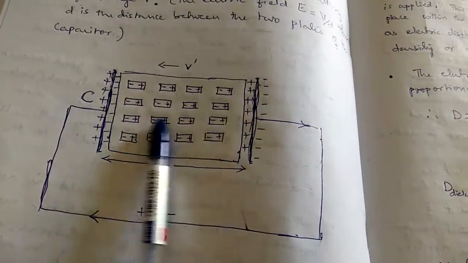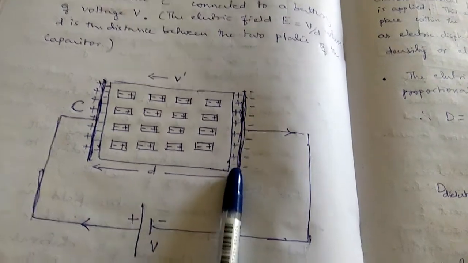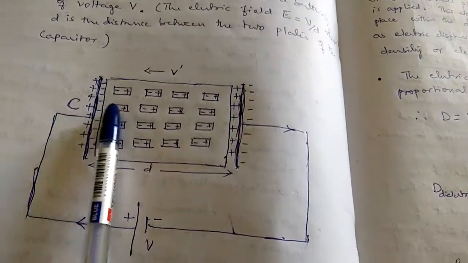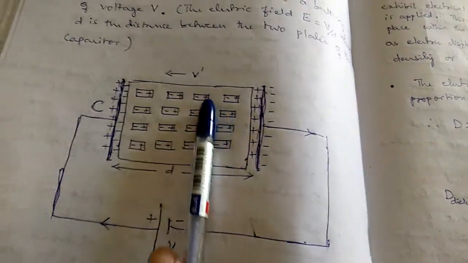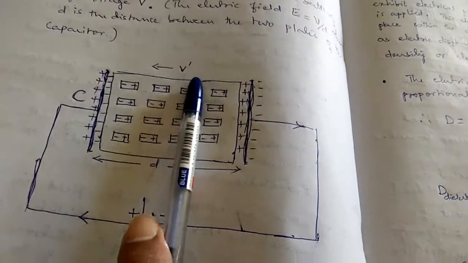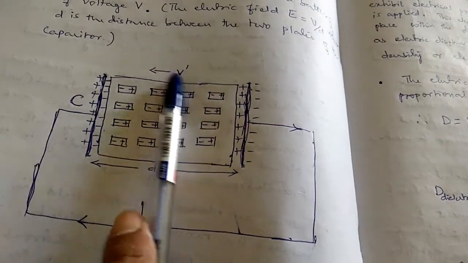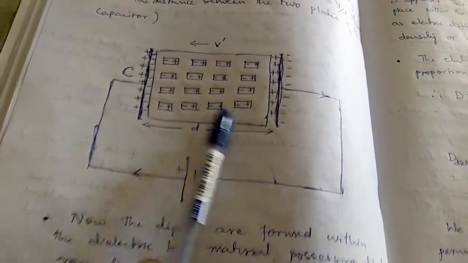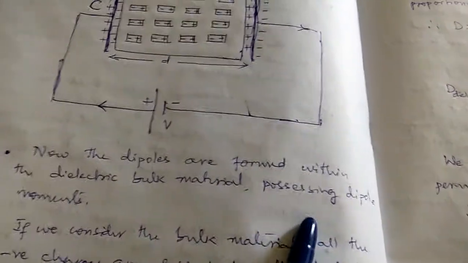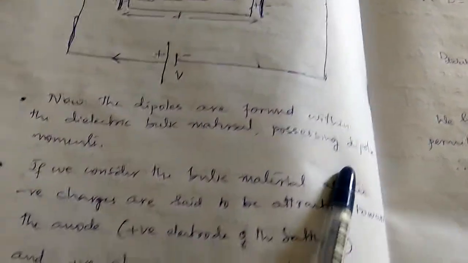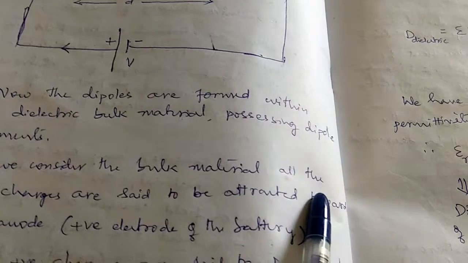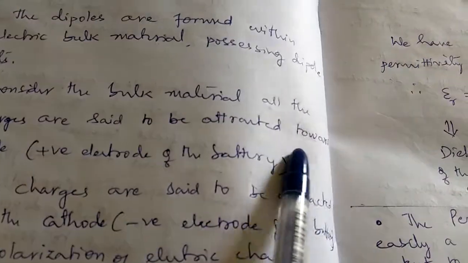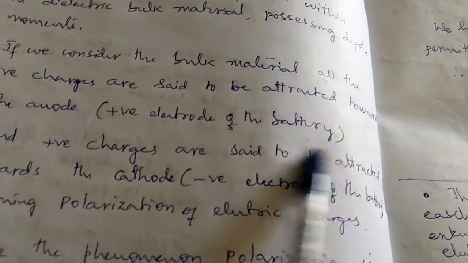So now here you see, this end consists of positive charges of the dielectric material, and this end consists of negative charges. So a potential or voltage V dash is developed within the material, that will be in the opposite direction to the applied field. Okay. Now the dipoles are formed within the dielectric material possessing dipole moments. If you consider the bulk material, all the negative charges are said to be attracted towards the anode. So this I have described already, and positive charges towards the cathode.